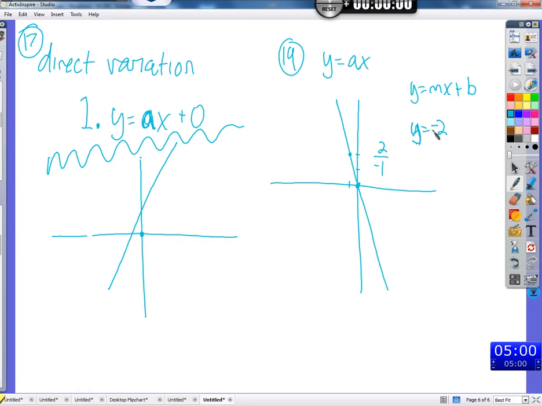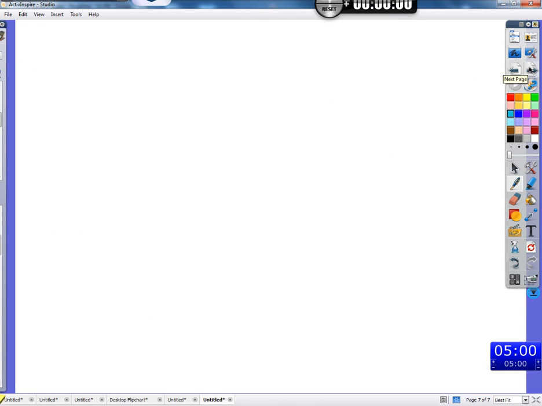So it is a negative 2 slope times x plus what's the y-intercept? 0. For all direct variations, the y-intercept is always 0. So we're done. Y equals negative 2x. If I want y, I just take x, multiply by negative 2. What's that? 21.